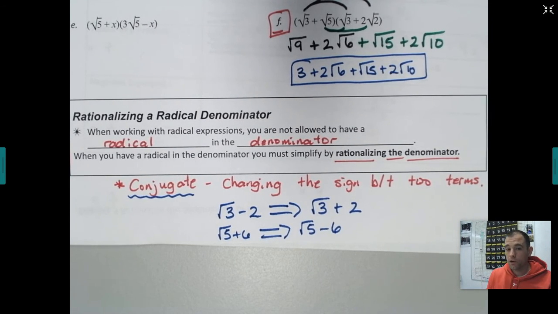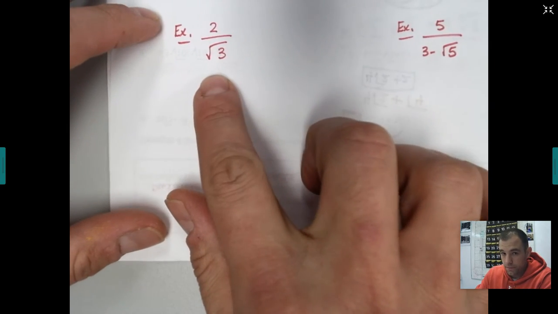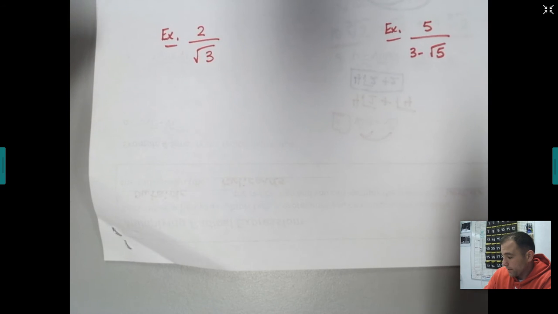All right, so that's how we're going to rationalize the denominator. Okay, so let's do 2 examples with rationalizing, and then we're all done. So here's the example we are going to do. The example is 2 over radical 3.